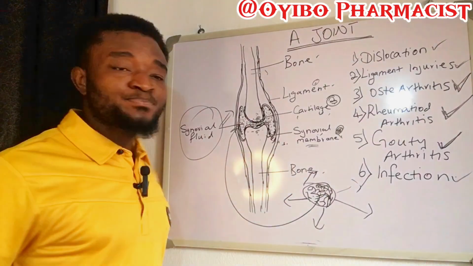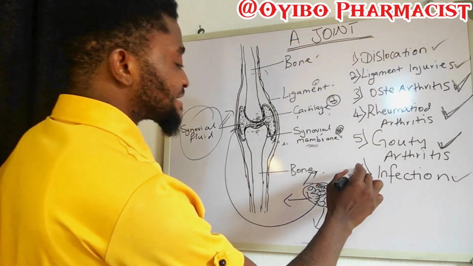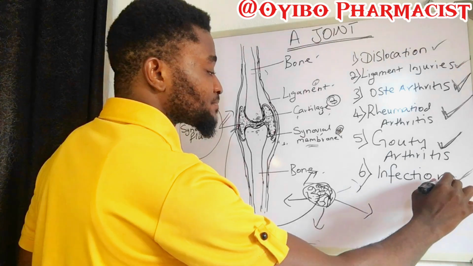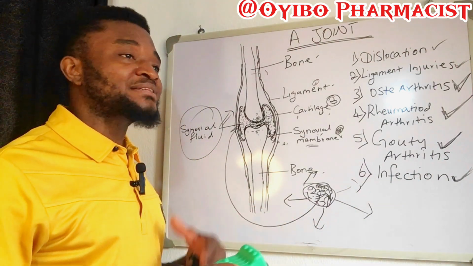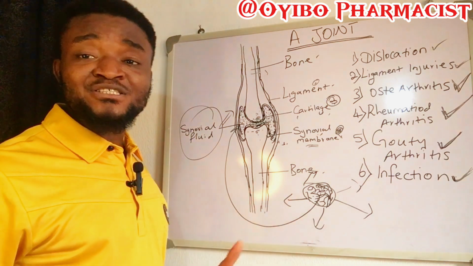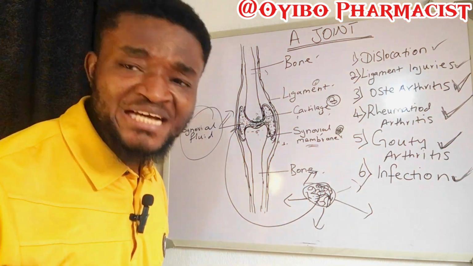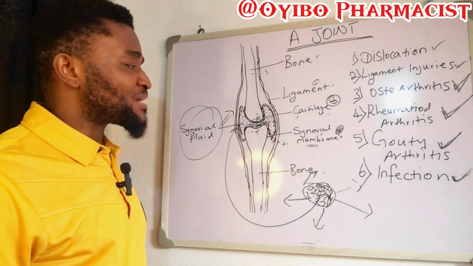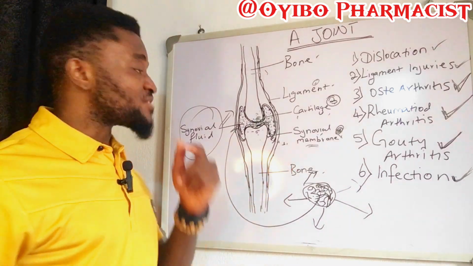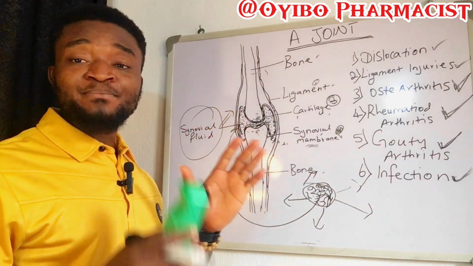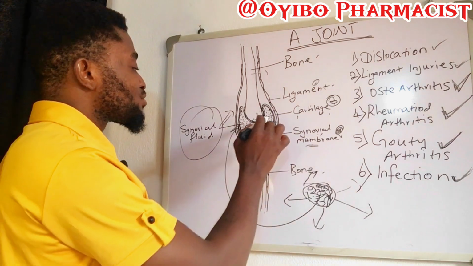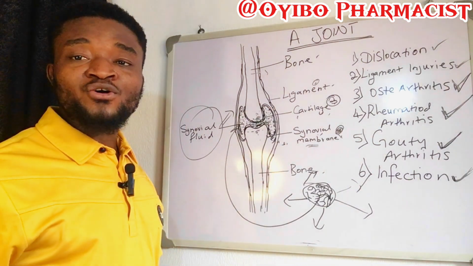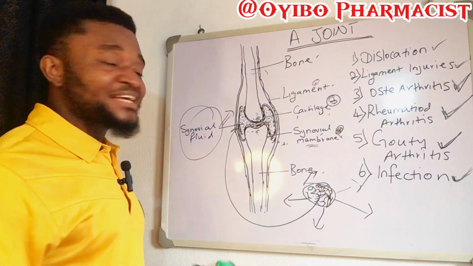So the last but not the least is number 6, infection. Okay, so some of you, when you have infection like typhoid fever or some other serious infection, you start having pains on your joint, and you'll be surprised. You don't need to be surprised, because research has it that infection in different parts of the body could be the reason why you have joint pain. It can actually cause joint pain, infection in the body.